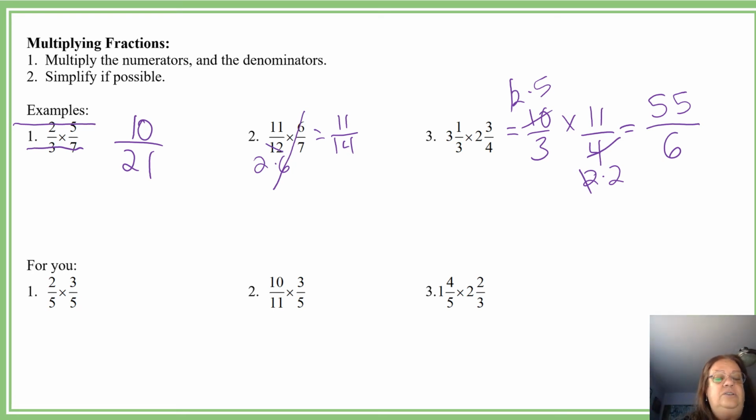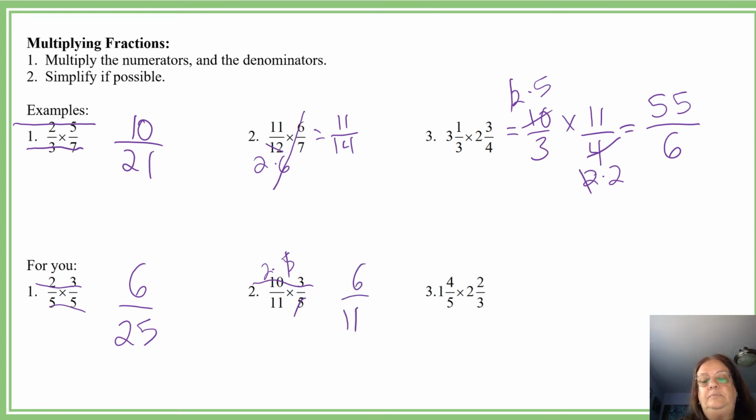All right, 2 times 3 and 5 times 5, again straight across. 6 over 25, nothing simplified. 10 times 3, notice I can get rid of the 5 because this is 2 times 5, 6 over 11.